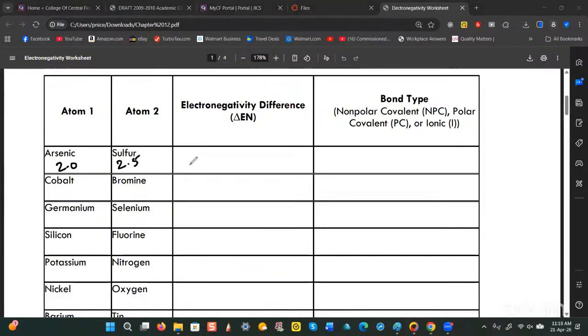So the difference in electronegativity would be 2.5 minus 2.0, that would be 0.5. So that would put that in what category? Polar covalent. Non-polar is between 0 and 0.4, right? Okay. And basically, you're going to do the same for the other. So what I want you to do right now is complete this table. And then after that, we'll move on to the next question.